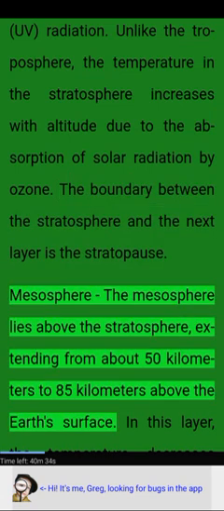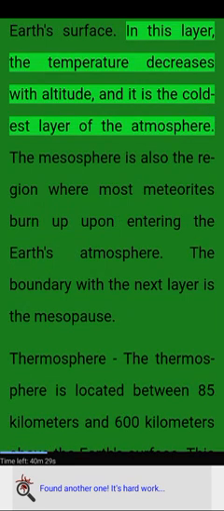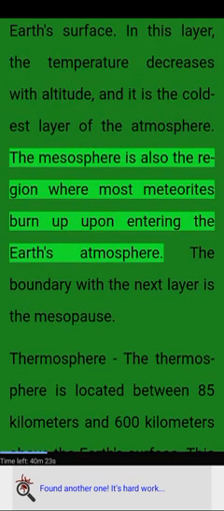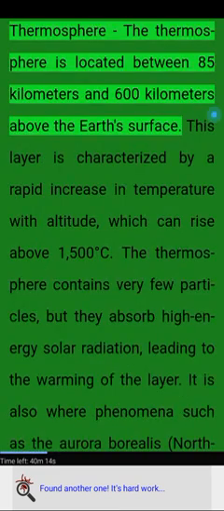Mesosphere. The mesosphere lies above the stratosphere, extending from about 50 kilometers to 85 kilometers above the Earth's surface. In this layer, the temperature decreases with altitude, and it is the coldest layer of the atmosphere. The mesosphere is also the region where most meteorites burn up upon entering the Earth's atmosphere. The boundary with the next layer is the mesopause.